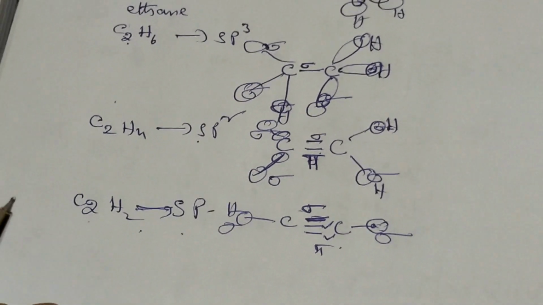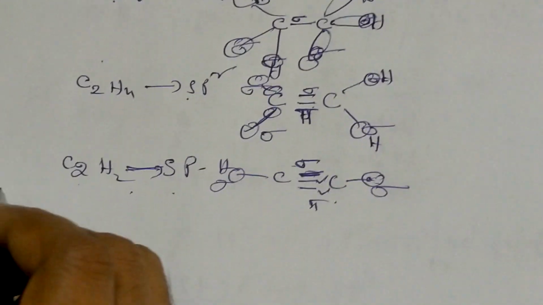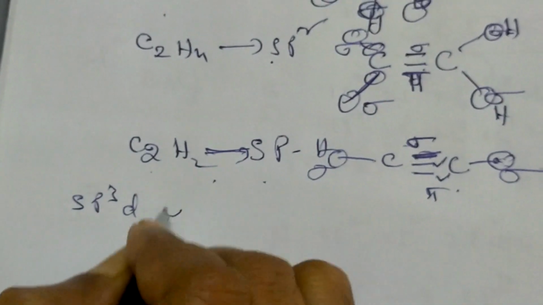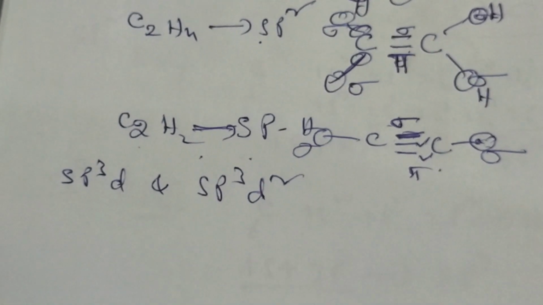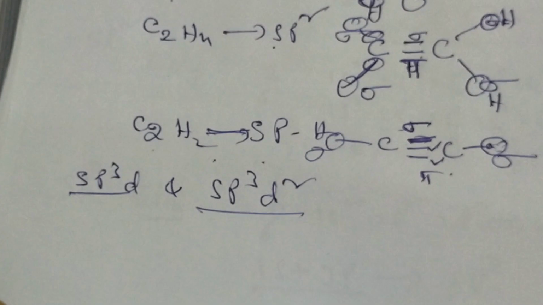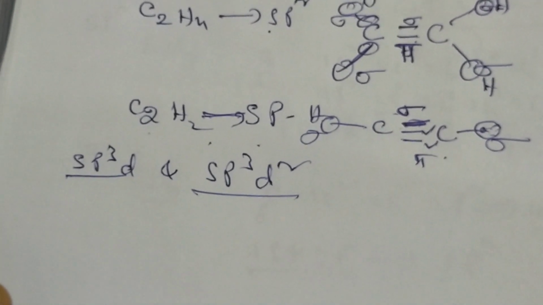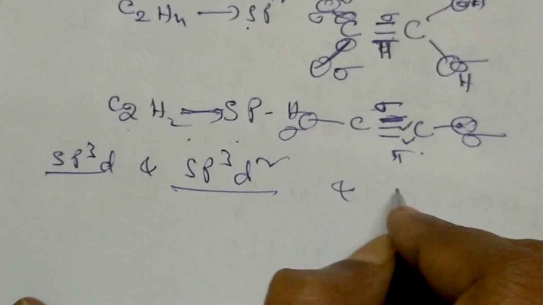The last one is sp3d and sp3d2 also. These are the d orbital hybridizations. Then we will see another one, which is coordination bonds.